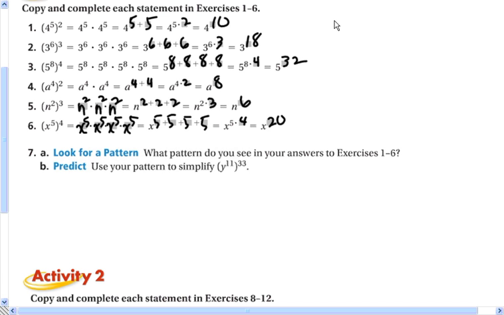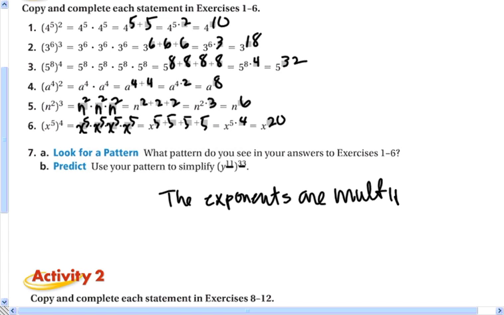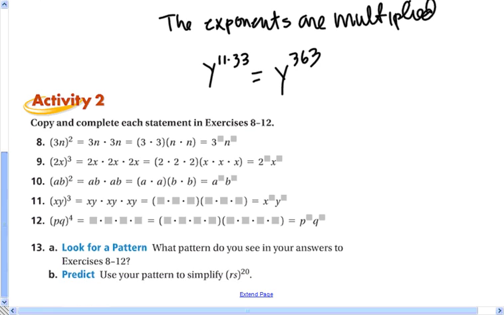What you should have noticed here is when you take a power to a power, it makes sense that we multiply the exponents. So the exponents are multiplied. And so for this problem, you should be thinking, I need to do 11 times 33, and that's going to equal the 363rd power. Go ahead and pause again and try the second part here.